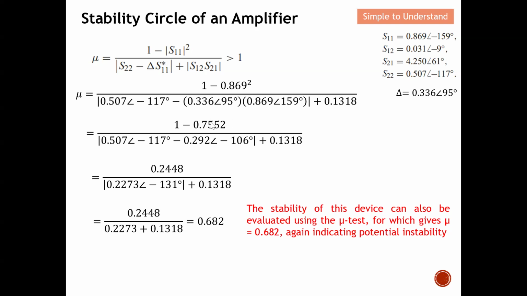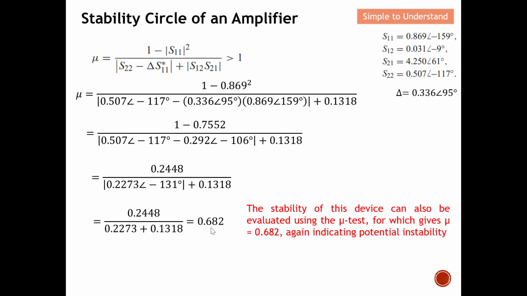I think you should be able to do this. I just simplified these two terms. I multiply them together to get this term here. After this, I will get the so-called magnitude. This thing I combine, and after that I get the magnitude. From here, I calculate that this value is 0.682.